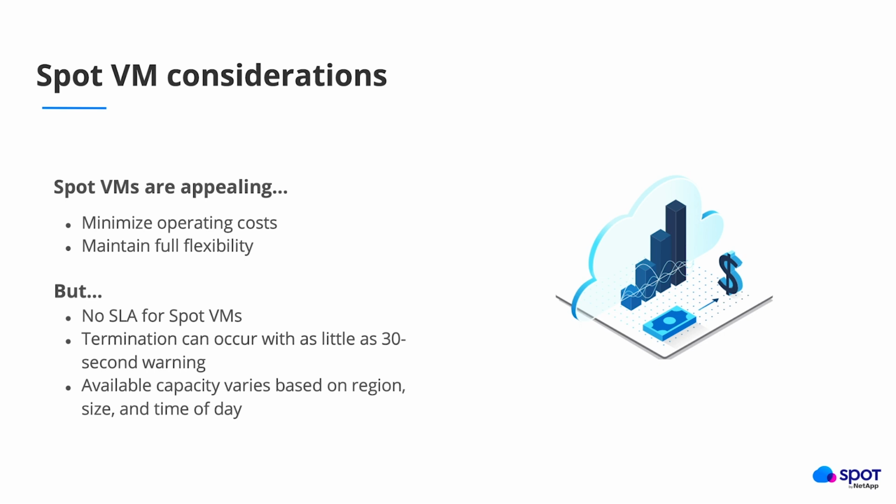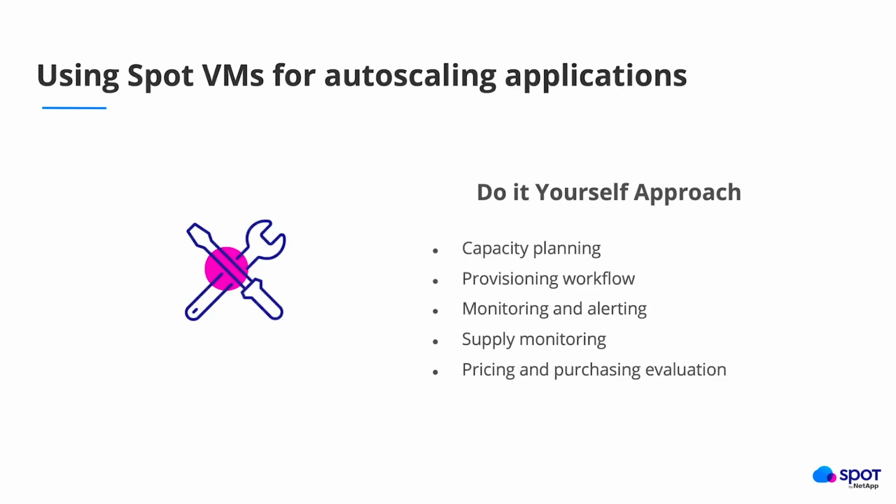So fundamentally, if you do want to leverage Spot VMs, you're going to have to think about a number of different things. And one of the key things there is capacity planning. How are you going to make sure that the maximum capacity that you might need is actually going to be available at any given time? How are you going to figure out the provisioning workflow to make sure that you can provision as you want to scale up, or even deprovision as you scale down? How do you have monitoring and alerting in place so that if an instance were to fail, you know that, and you can go ahead and replace that instance? How do you monitor that supply to make sure that if you're about to try to scale up, you actually have the ability to get more Spot VMs?